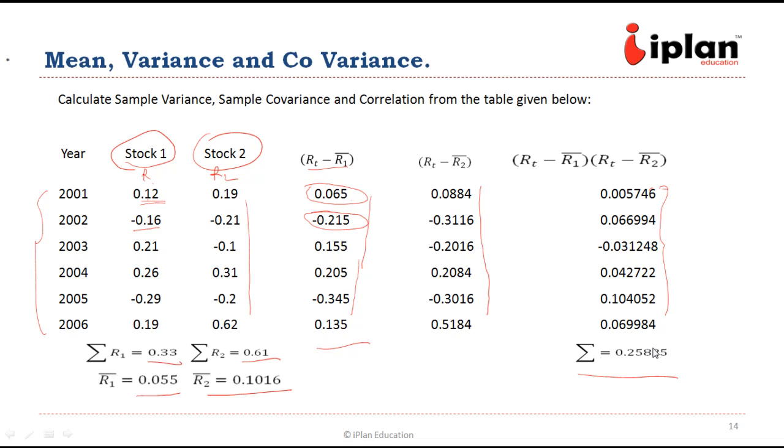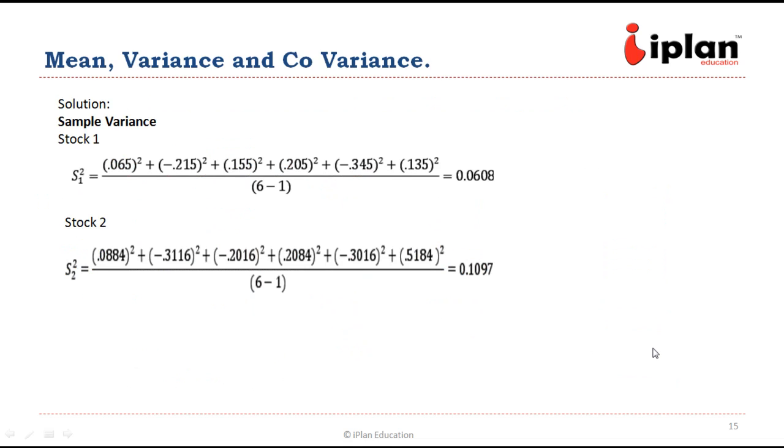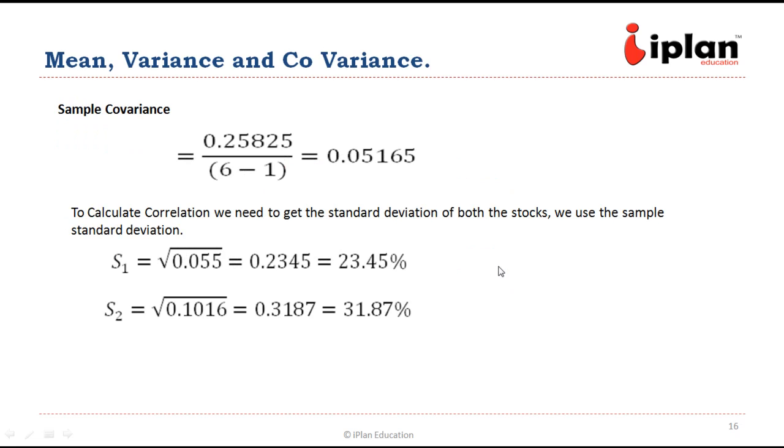So for stock 1, this is just the square of all those values, the summation, and we are dividing by 6 minus 1. Since it is a sample variance, we are using T minus 1, not T. So the variance for stock 1 is 0.0608, for stock 2 is 0.109. And on similar lines, we can calculate the covariance, which is the summation of that product divided by, again, T minus 1, and is 0.05.